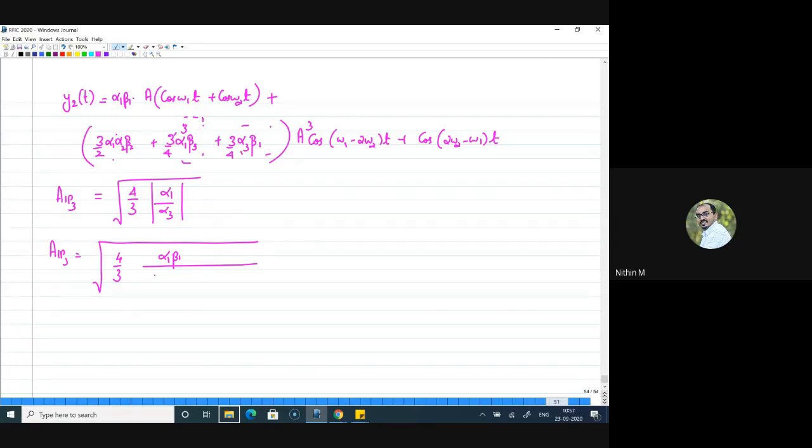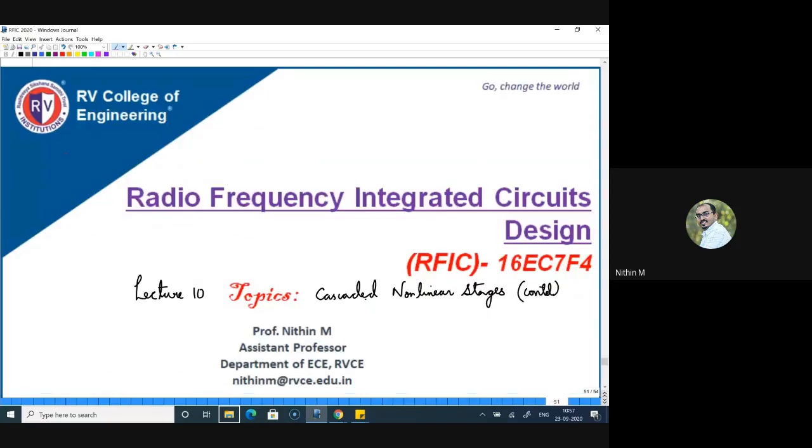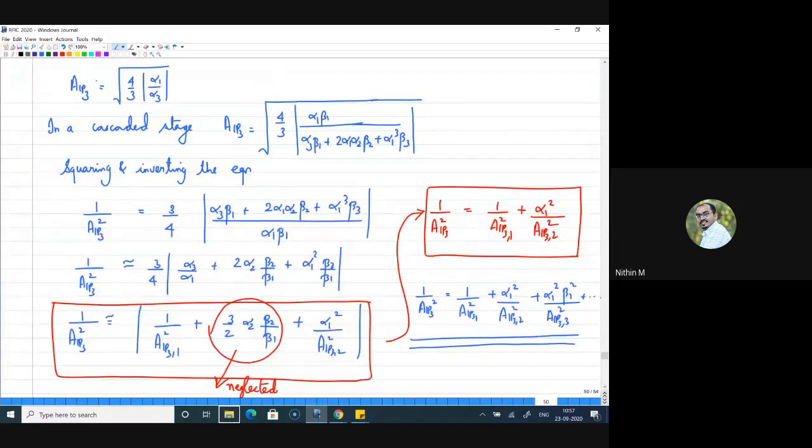Now if you remember, I told yesterday that this term, whatever term I have written here as 3 by 2 alpha 2 beta 2 by beta 1, can be neglected. Now can you tell me the reason why or how this term can be neglected? By just looking at the source, how those terms have come, can you tell me under which condition those terms can be neglected?